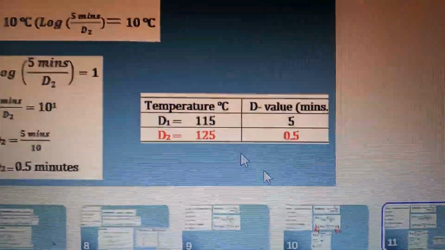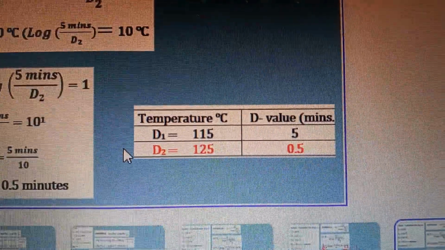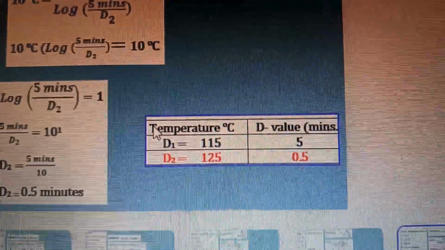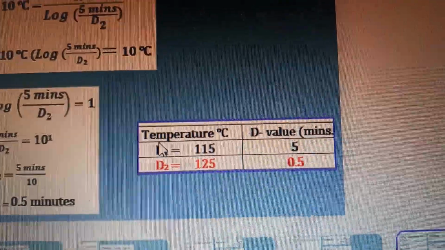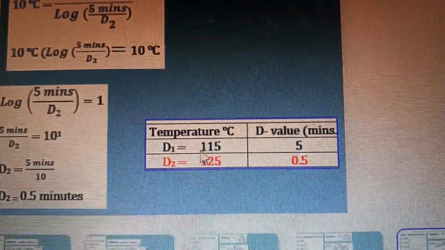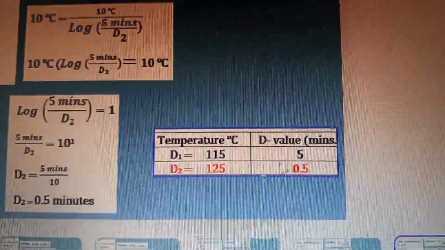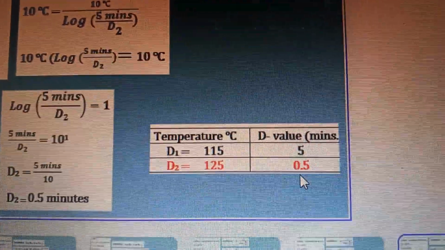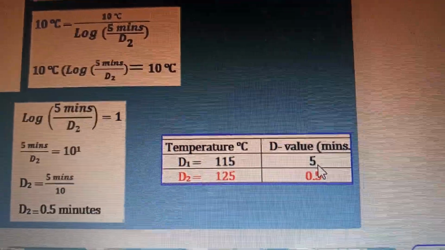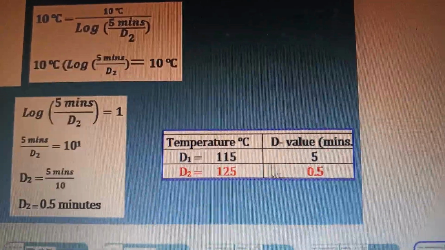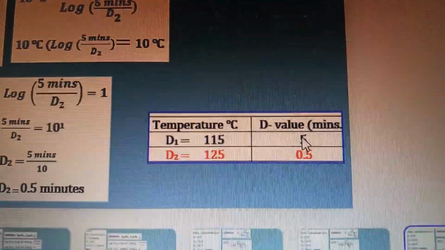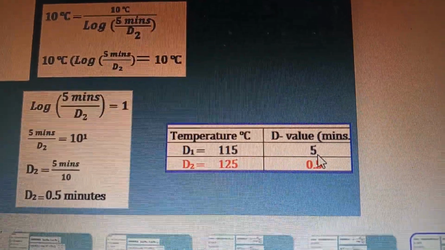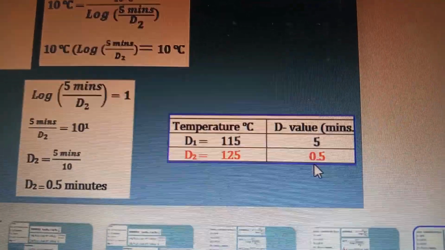Next, this is the easiest way to calculate the D125 degrees Celsius, with the temperature in degrees Celsius and the D value in minutes. So D1 is at 115 degrees Celsius and its D value is 5 minutes, and D2 is at 125 and its D value is 0.5. So how do we get 0.5? From here, the decimal point moves to the left, because when the temperature is increasing, the decimal point moves to the left. If the temperature is decreasing, the decimal point moves to the right. So that's why it becomes 0.5 minutes.